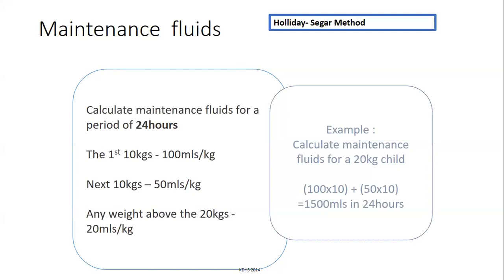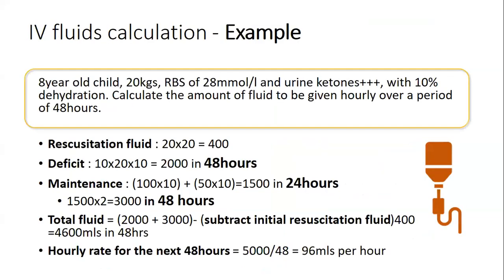And then in the new guideline, you are supposed to subtract the fluid that you gave rapidly to correct shock. So you subtract the initial 20 times 20 fluid that you gave. And then you divide that by 48 hours to get how many mLs per hour. And if you are using Soluset or the other giving sets, you can still calculate in drops per minute, which will help you regulate the rate of flow of your fluid.